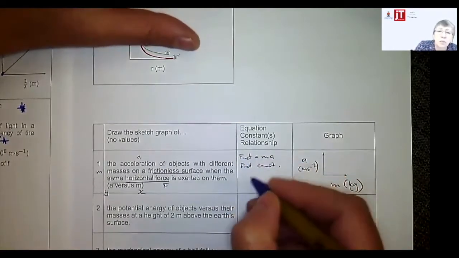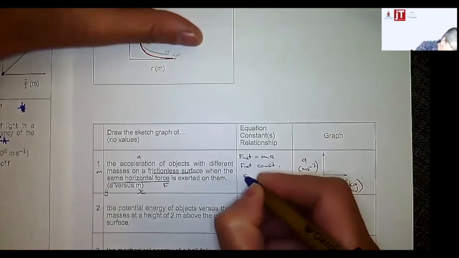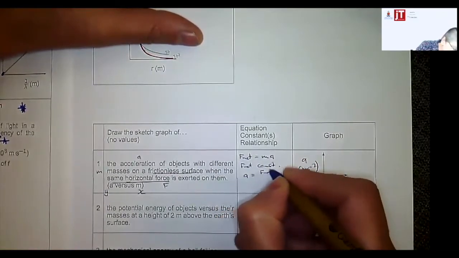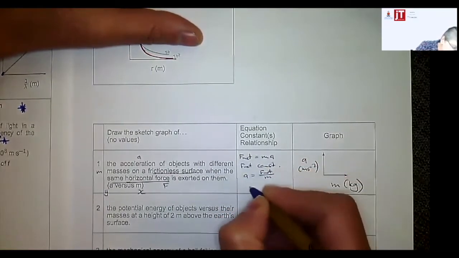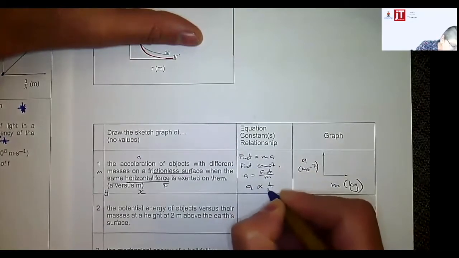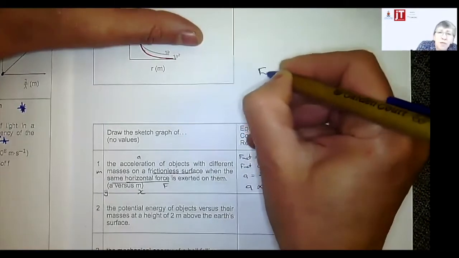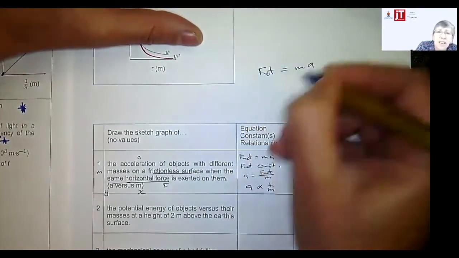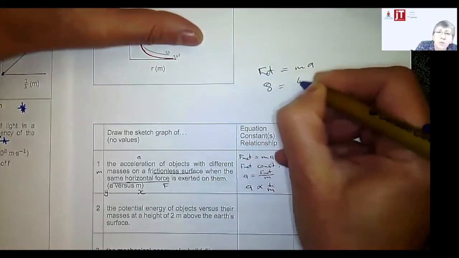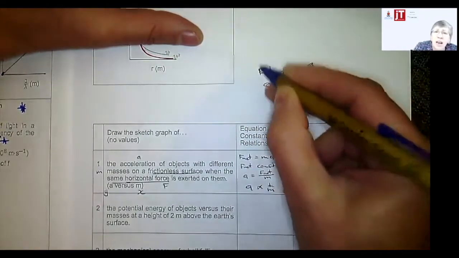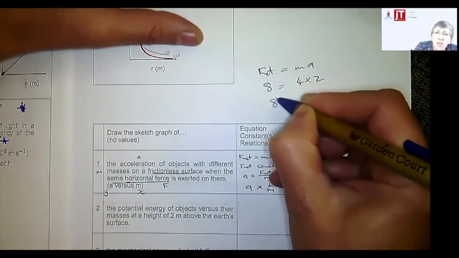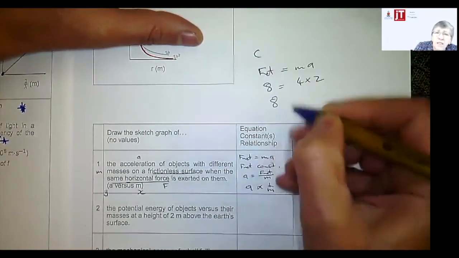Now, if it's difficult for you to see like this, you can rewrite the equation to get a equals F net over m, because then it's very easy to see 1 over m. Or let's just consider F net equals m times a. Say the answer was 8 and that was 4 times 2. F net is constant. It needs to stay 8, right?